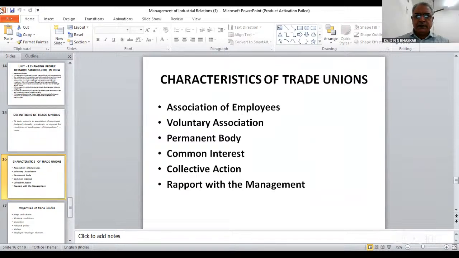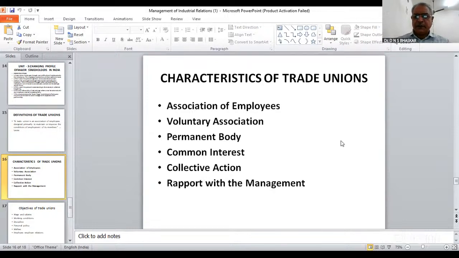And then let us proceed with that. What are the various characteristics of the trade union? In this process, as we know very well, trade unions are voluntary associations which come forward. Trade unions are an association of the various employees.